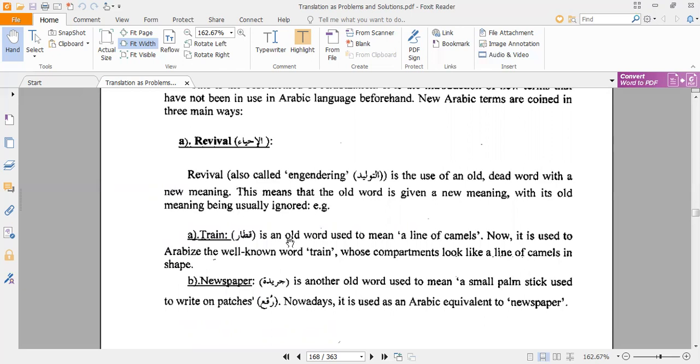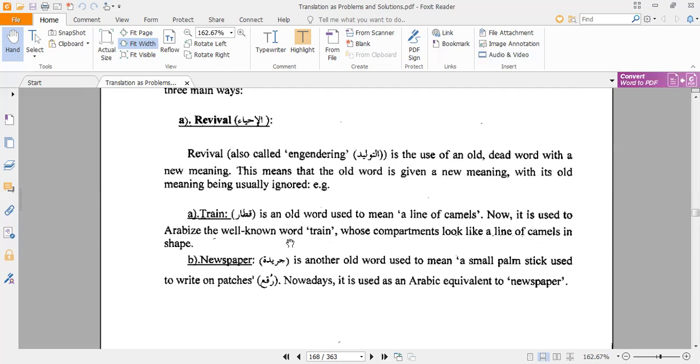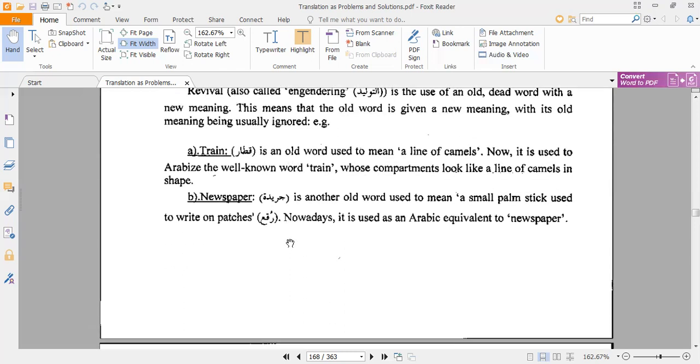So we can revive some terms or some old terms which no longer exist in the Arabic language, and we reuse them and revive them and give them rebirth. Okay, and also, a newspaper means a small palm stick used to write on.